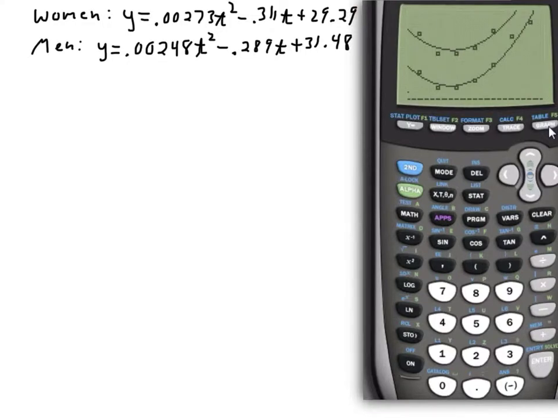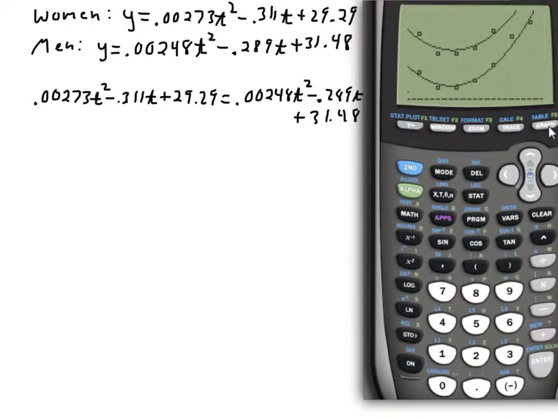Now I've written down both of the regression models for both the women and the men right here. These are the ones that we got from our calculator from doing those two quadratic regressions that I just got done with. So now if we want to find when those ages will be equal, since they're both equal to y, we can just set the two equations equal to one another. Okay, so I've set that up.